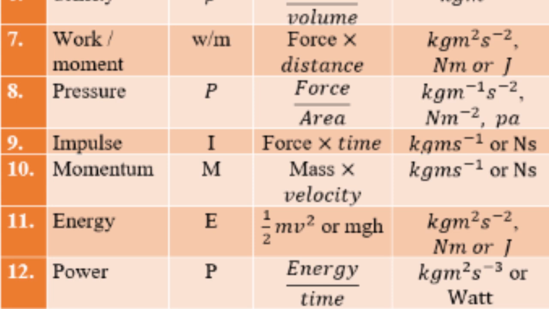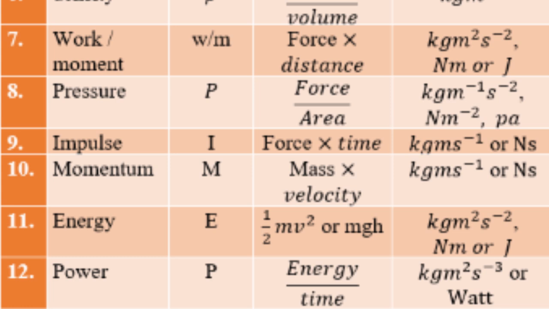Number 11 is energy and the symbol for energy is E. The formula for energy is half mv squared, or half mass times velocity raised to the power of 2, or mass times acceleration times height. The SI unit of energy is joules. 1 joule equals 1 Newton meter, or kilogram meter squared per second squared.